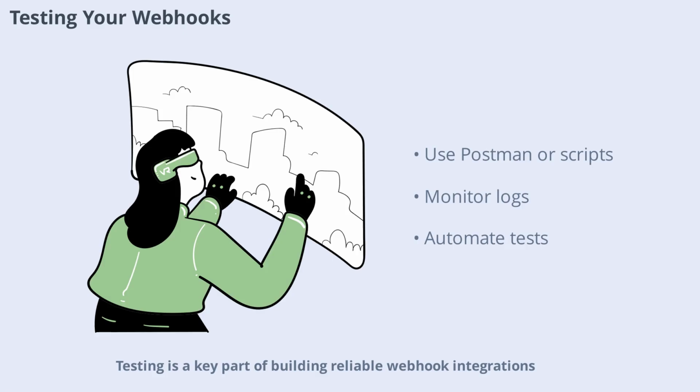Testing is a key part of building reliable webhook integrations. Use tools like Postman or custom scripts to send test payloads to your consumer endpoint. Monitor logs and responses to ensure everything works as expected. Automated tests can help catch issues early and keep your integration robust.